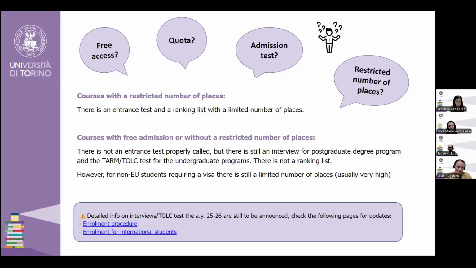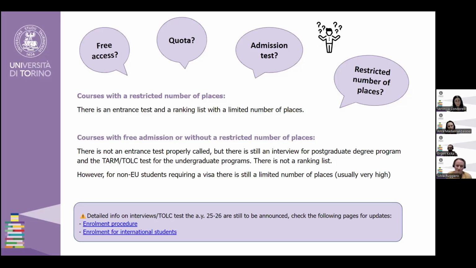This being said, for non-EU students residing abroad and requiring a visa, there is still a limited number of places for every program, no matter if it's with or without a restricted number of places. But in 90% of cases it is not an element that should worry you, because the number of places for non-EU students is usually higher than the requests that we receive. You can see here in the box. Everything that I'm telling you is updated as of today, but maybe there will be some changes.